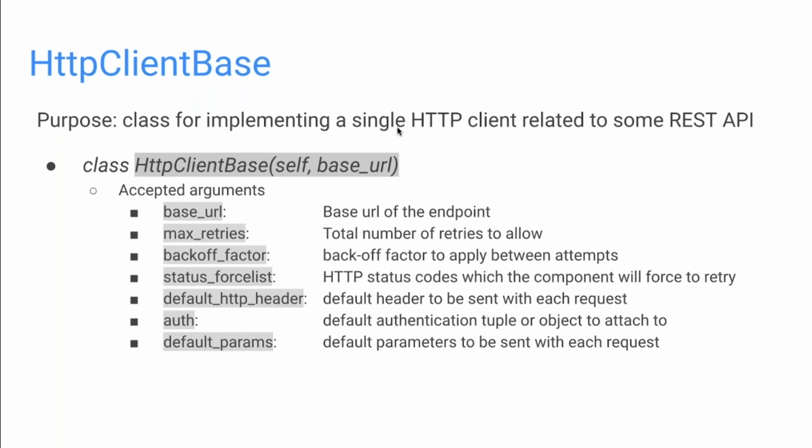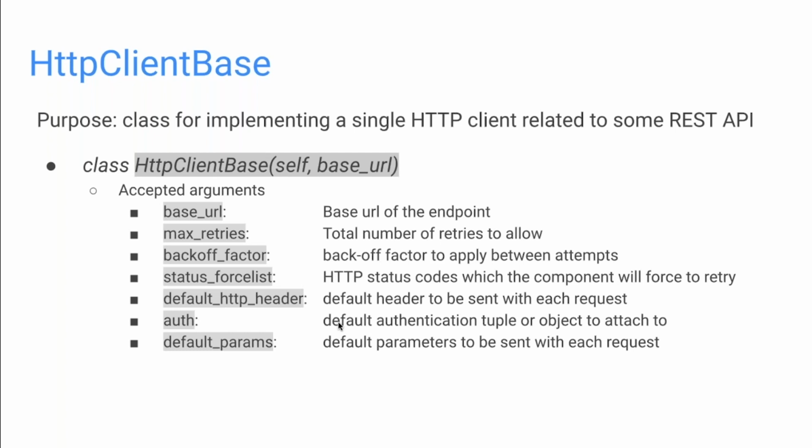HTTP client base. The purpose of this is to handle the requests for REST API, including post requests or get requests. So when we call this class, we can define the base URL. We can also specify the retries that we want to allow. Backoff factor is basically the backoff factor between attempts when it fails. And status force list is where you put the status codes that you wish the component to force a retry on.